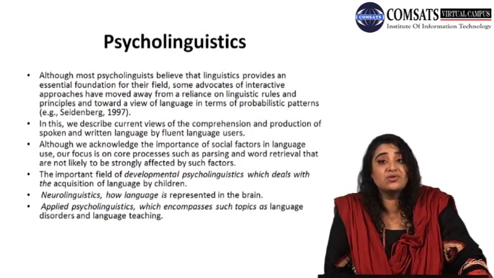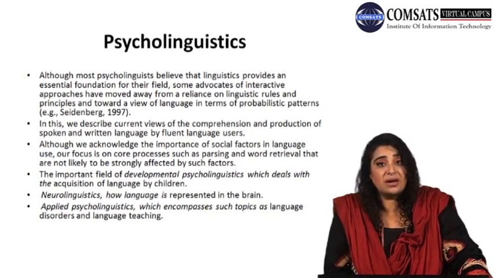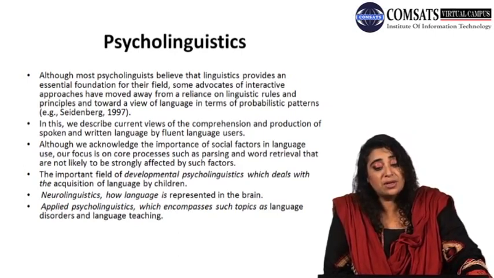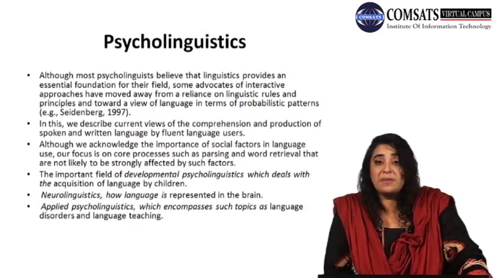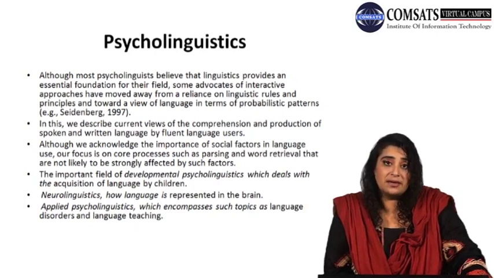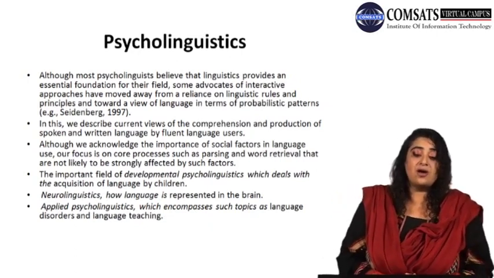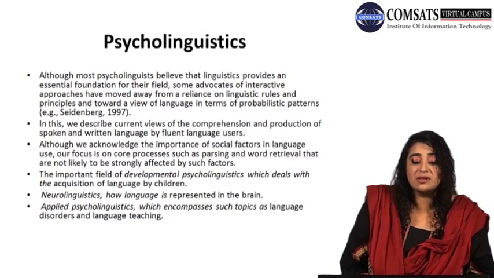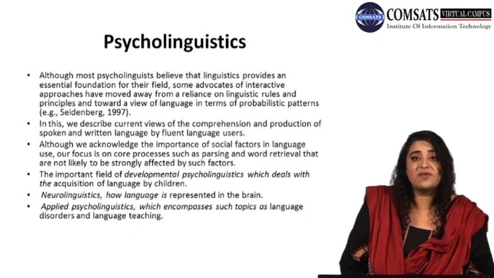So in this we describe current views of comprehension and production of spoken and written language by fluent language users. So in this what we would do, we would describe the current views of how we understand the language, how we produce the language, of spoken and written languages, and by people who are fluent in that language. Now, although we acknowledge the importance of social factors in language use, our focus is on core processes such as parsing and word retrieval that are not likely to be strongly affected by such factors.